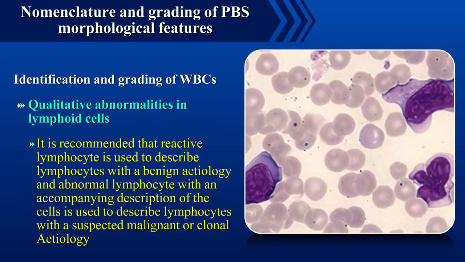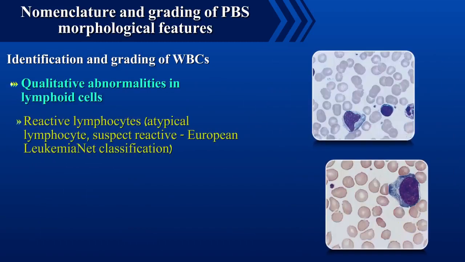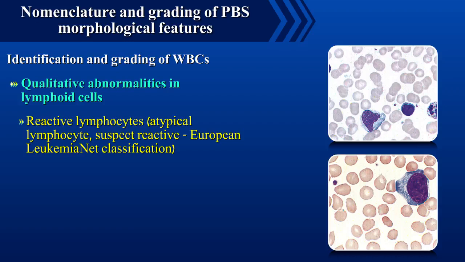So, it is recommended that reactive lymphocyte is used to describe lymphocytes with a benign etiology, and abnormal lymphocyte with an accompanied description of the cells is used to describe lymphocytes with a suspected malignant or clonal etiology. Reactive lymphocytes are atypical lymphocytes suspect reactive according to European Leukemia Network classification.